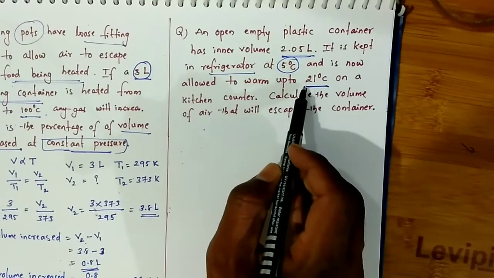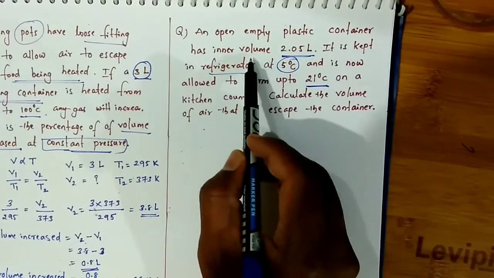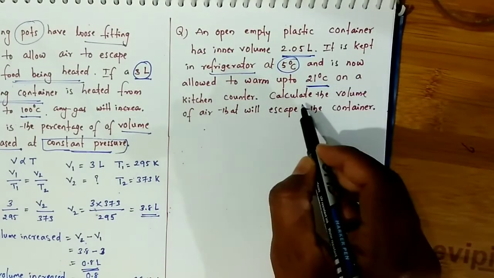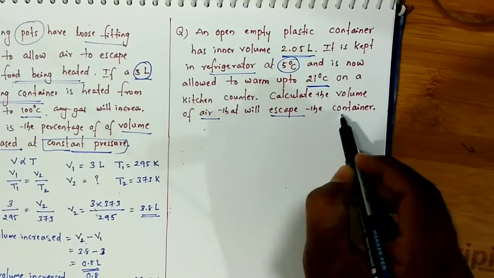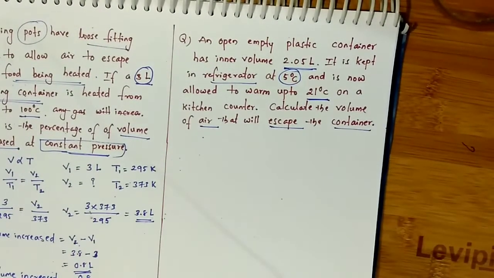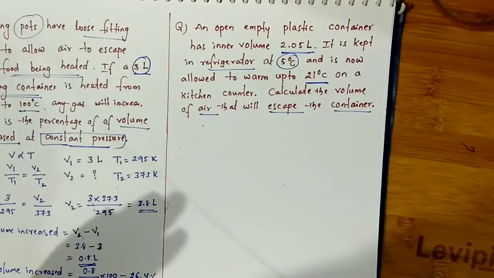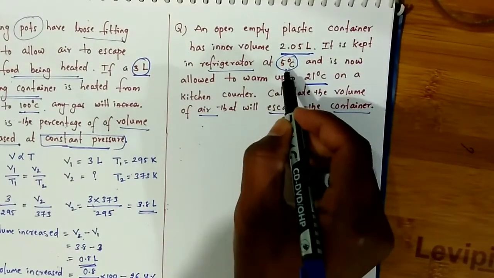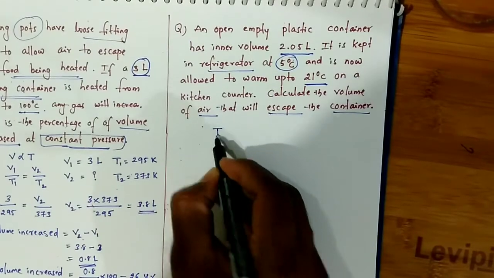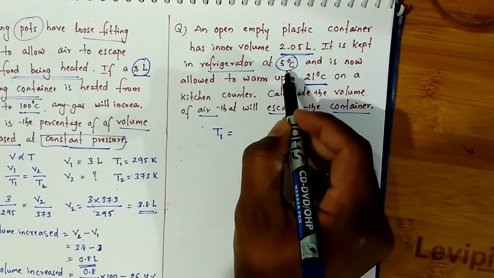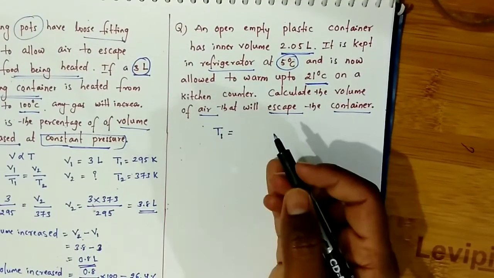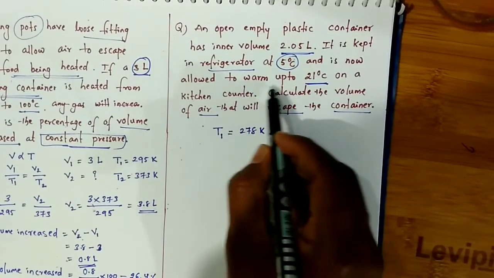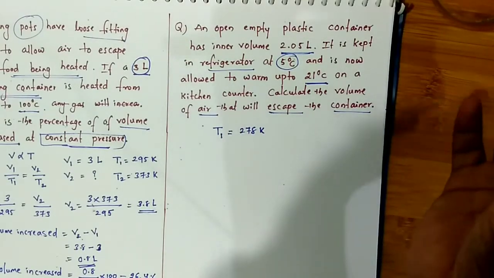What happens? The temperature increases, no? Whatever gas or air is present in that container will expand. On a kitchen counter, up to 21 degrees centigrade, calculate the volume of air that will escape the container. Initially that empty container was kept in the refrigerator at 5 degrees centigrade. So T1, how much? 5 degrees centigrade. Convert into Kelvin, plus 273, so 278 Kelvin.